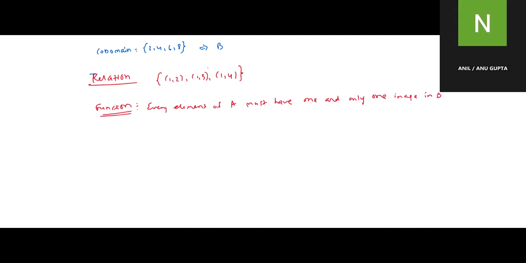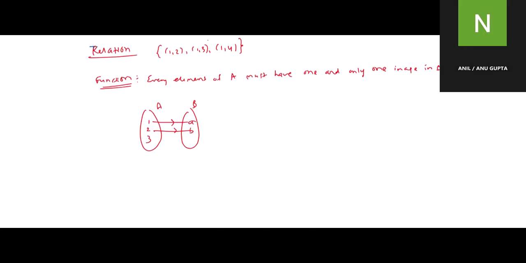Okay, मैं कुछ example देता हूँ, आप आंसर करना है इसका. Let's take A and this part is B. You have 1, 2, 3. 1 is mapping to A. 2 is mapping to B. Is it a function? No. Because 3 is not mapping to anybody, right? That's why it is not a function.